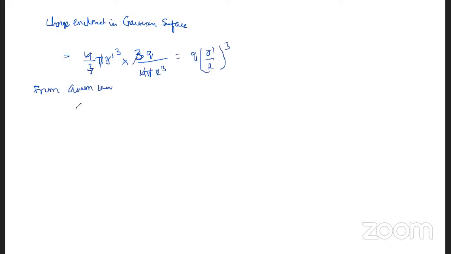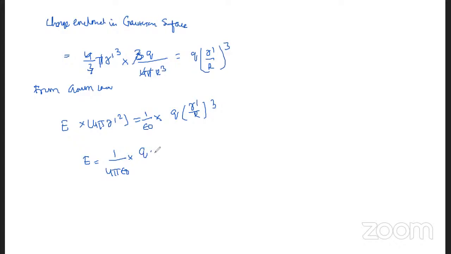So here the flux is E into 4 pi r dash square, which will be equal to 1 by epsilon naught times the total charge. The total charge we have got as q into r dash by r whole cube. So from this we can calculate E is equal to 1 by 4 pi epsilon naught into q r dash by r cube.